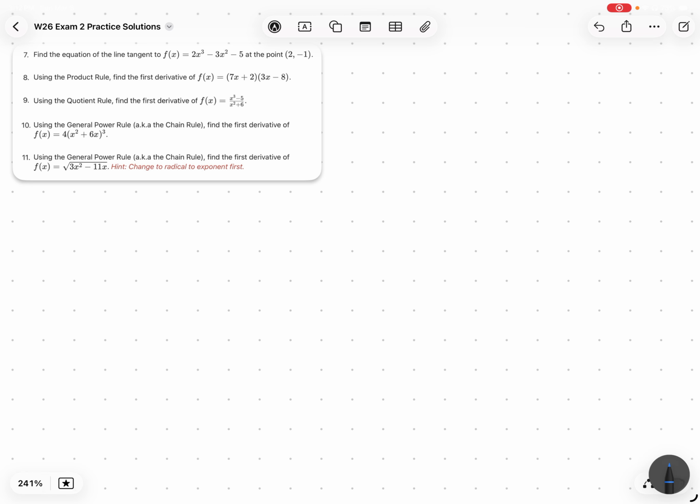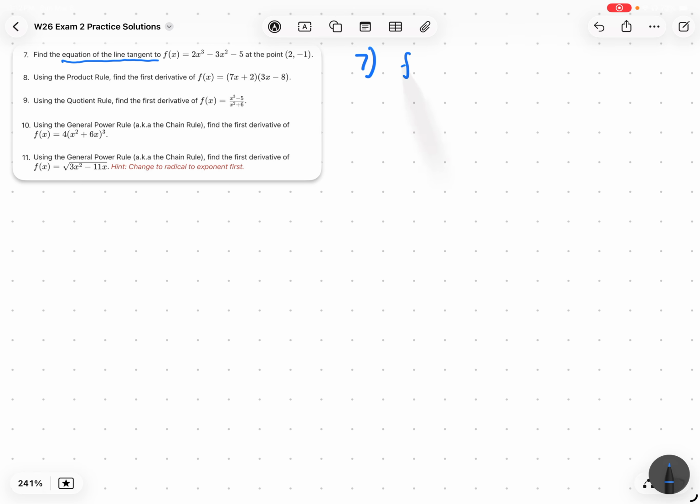So in number 7, they ask us to do something that we do a lot in calculus, which is we're trying to find the equation of the line tangent to a function. So our answer is going to be a linear equation, like y equals mx plus b. And so the way we're going to find this equation is we'll use the point and we'll find the slope using the derivative. So I'm going to start that question right up here for number 7.